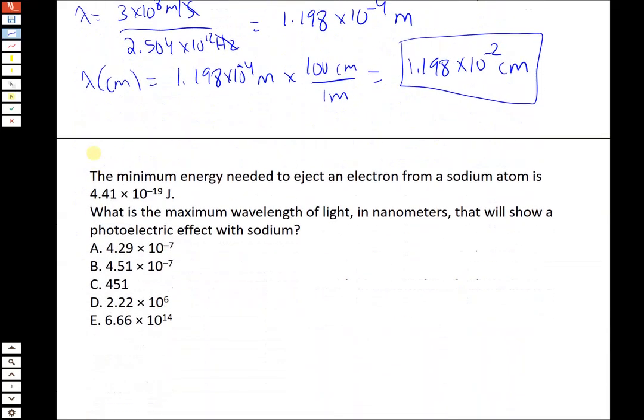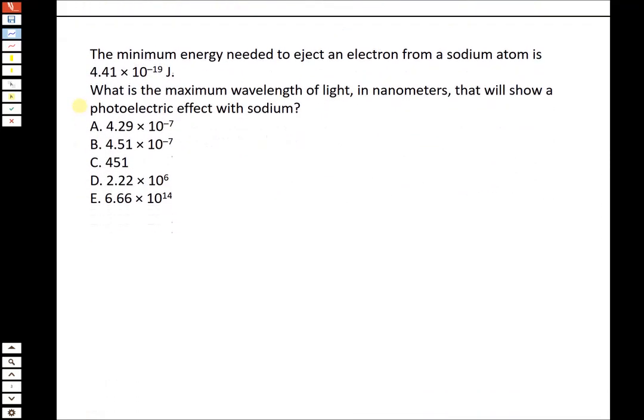Alright, and then the next question deals with the photoelectric effect. So as you'll recall, the photoelectric effect, just in concept, is we have a metal surface, we shine photons on it, and in some cases, electrons get ejected from the surface. Now the key part of this is that the electrons only get ejected if the energy of the photon is high enough.